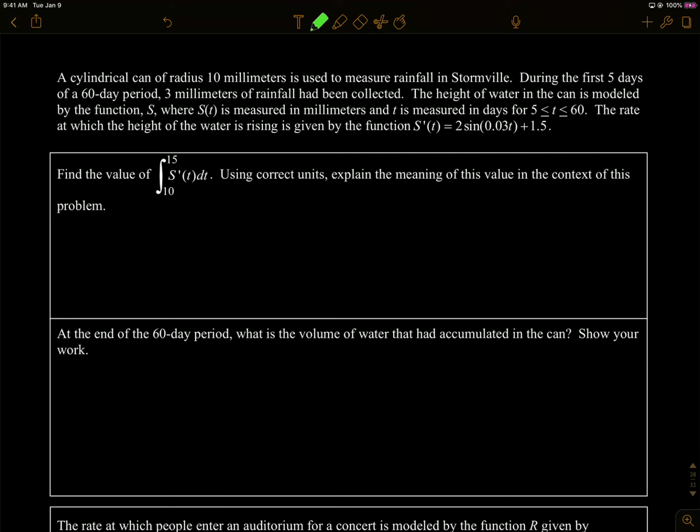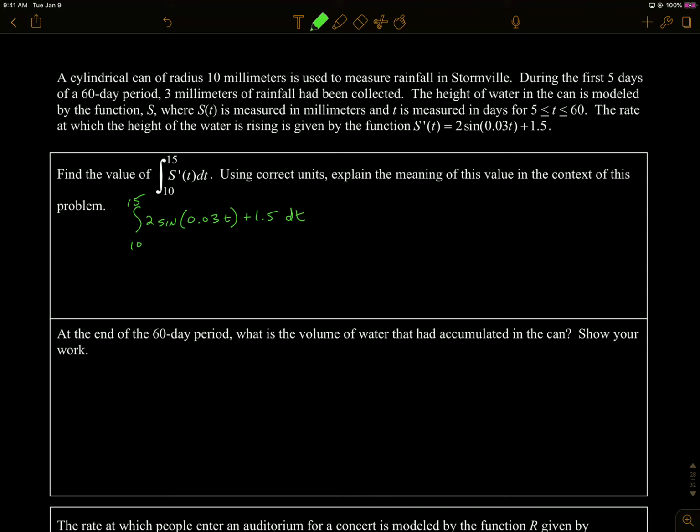All right, so welcome back. Let's see, they want us to find that value. So the integral from 10 to 15 of s prime of t, which is, we have the equation 2 sine of 0.03 t plus 1.5 dt.